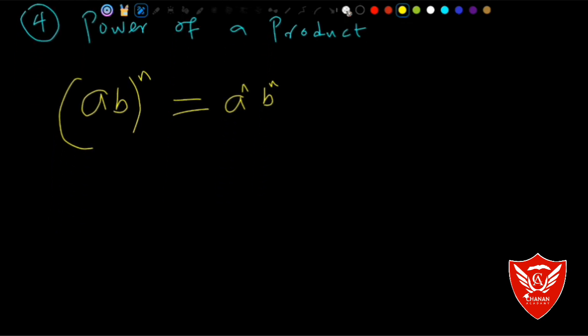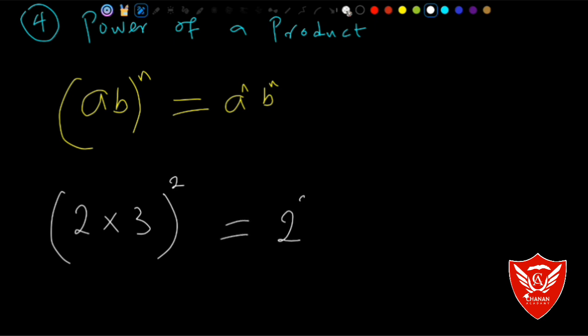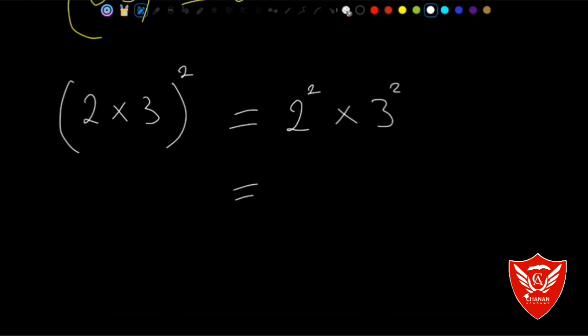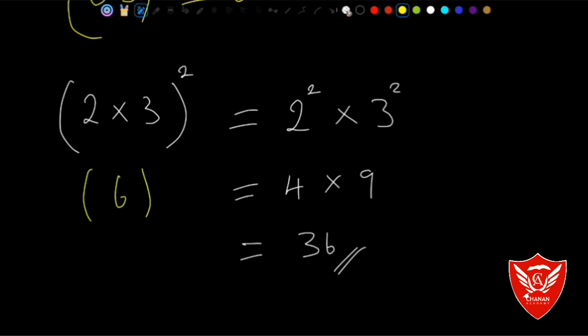So let's take an example. If we have 2 multiplied by 3, all raised to the power of 2, this is going to be equal to 2 raised to the power of 2 multiplied by 3 raised to the power of 2. And then this is going to be 4 multiplied by 9, which is equal to 36. Alright, let's use the board maths to check if this is correct. 2 multiplied by 3 is 6, raised to the power of 2. That means 6 multiplied by 6, and this is also equal to 36. So you see it's the same thing.